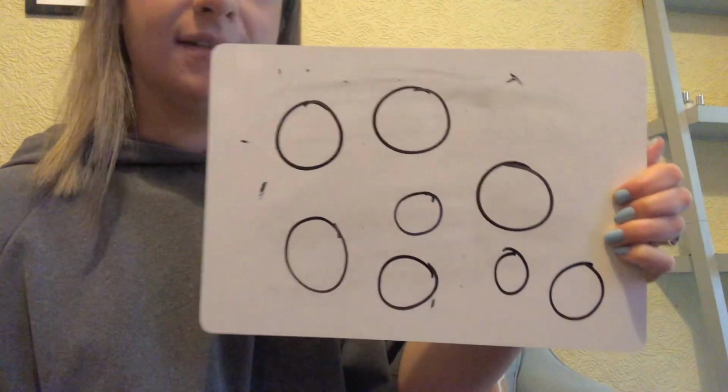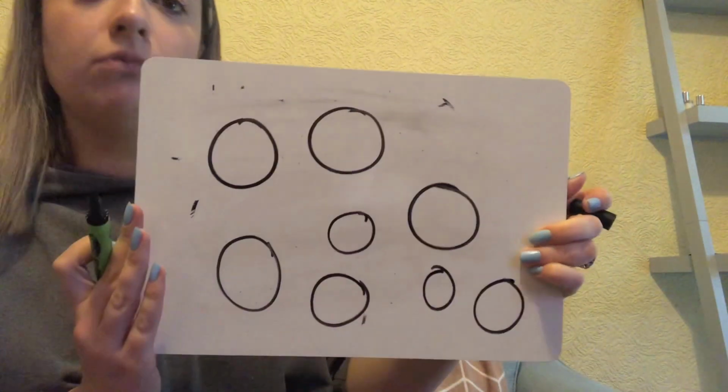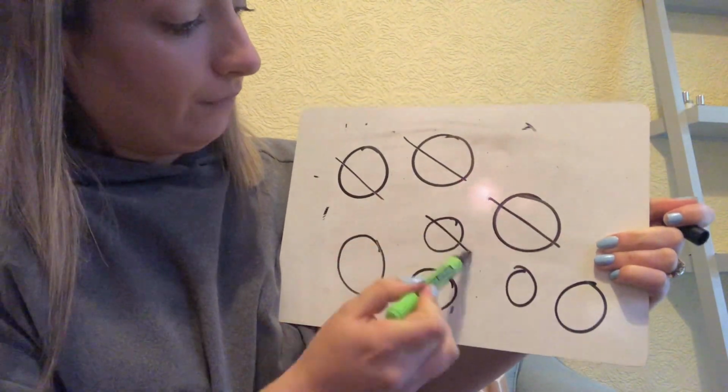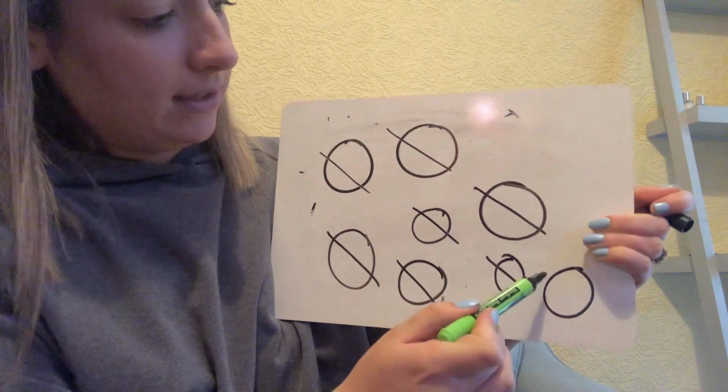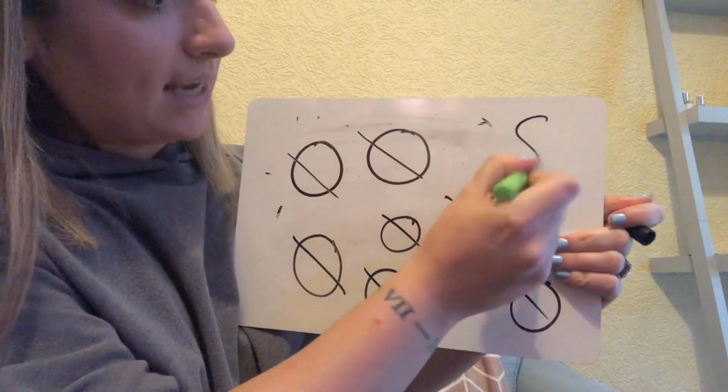Some of the apples are a little bit smaller. And what I'm going to do is count them and cross them off as I go, just so I don't make any mistakes. 1, 2, 3, 4, 5, 6, 7, 8. Now I can write 8 as a number, that's fine. So I'm going to put 8 up there.